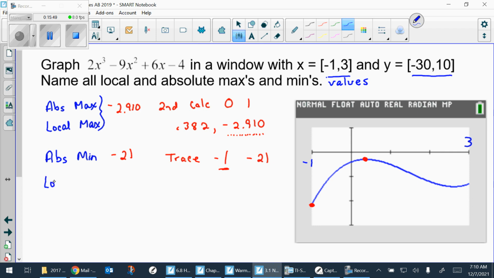Now, what about local min? You got the bottom of a hill anywhere in this interval? And I think you would agree with me that we got the bottom of a hill right about here. And that's going to be a local min. And I'm going to want the Y value at that point. So again, I'm going to do this second and calculate, which is the trace button. But now I'm going to tell it that I would like a min.